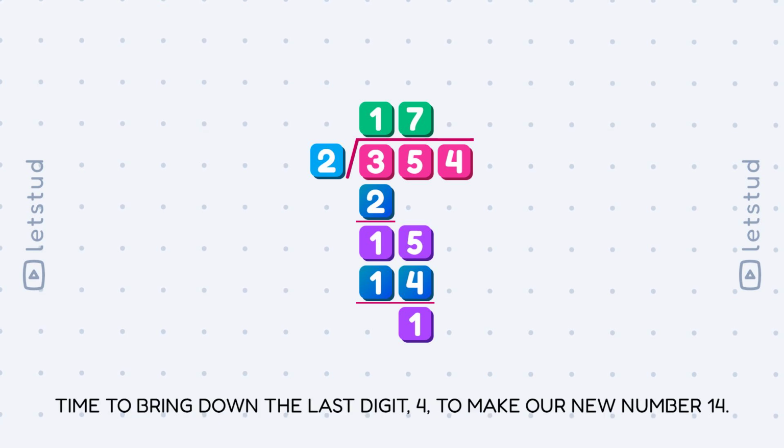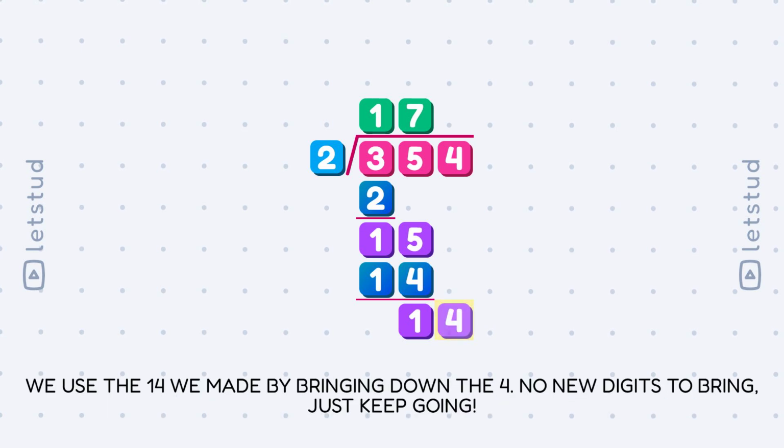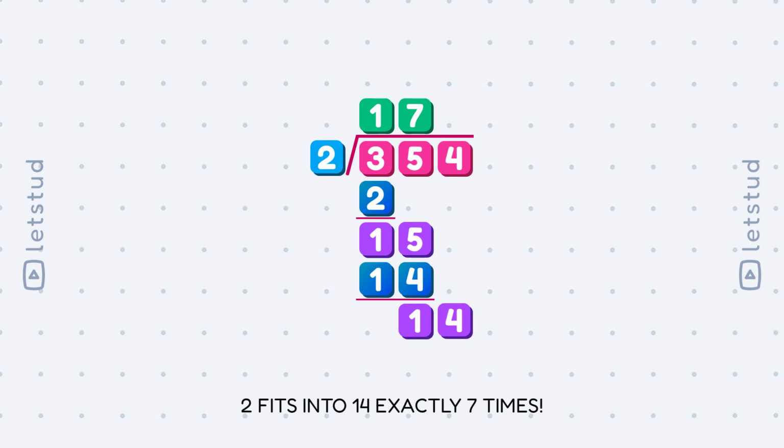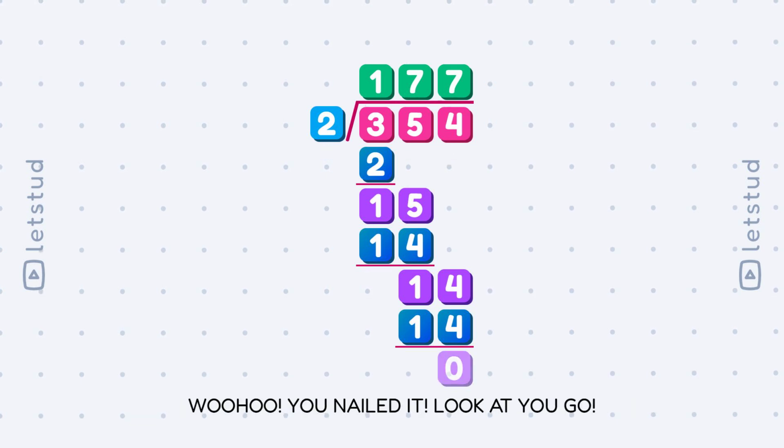Time to bring down the last digit 4 to make our new number 14. Last step, we have 14. How many times does 2 go into 14? We use the 14 we made by bringing down the 4. No new digits to bring, just keep going. 2 fits into 14 exactly 7 times. Check our work: 7 times 2 is 14. Subtract 14 from 14 and we get 0. No remainder this time.